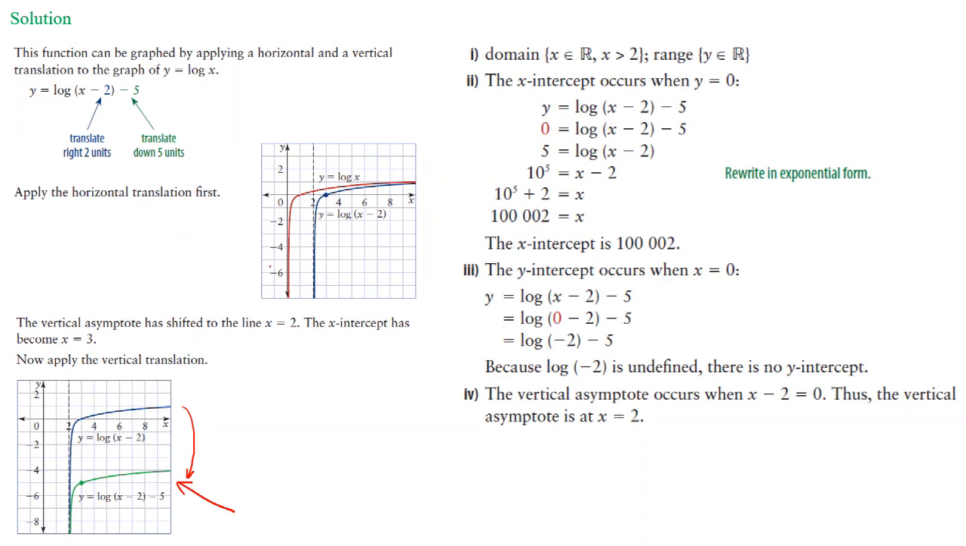And originally it crosses the point (1, 0). And after the first translation, this point moves to (3, 0). And after the second translation down, this point moves to the point (3, -5), right? So it must cross the point (3, -5). And the vertical asymptote moves from x equals 0 to x equals 2. This is the new asymptote, right?